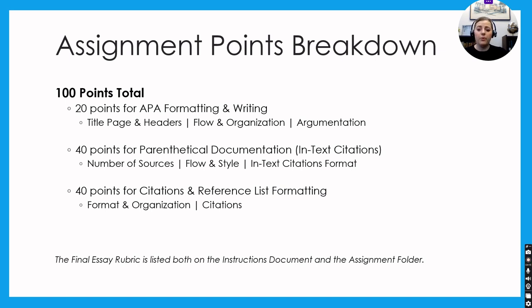The final 40 points come from our citations and reference list formatting. This is both the format and organization of those citations, as well as how you created them. If you have issues with your citations, make sure you're editing those before you submit your final essay. The final essay rubric is listed both on the instructions document as well as in the assignments folder.